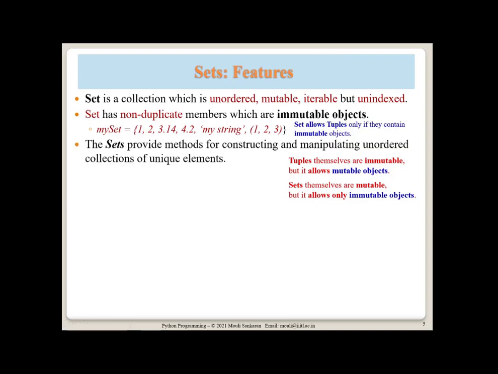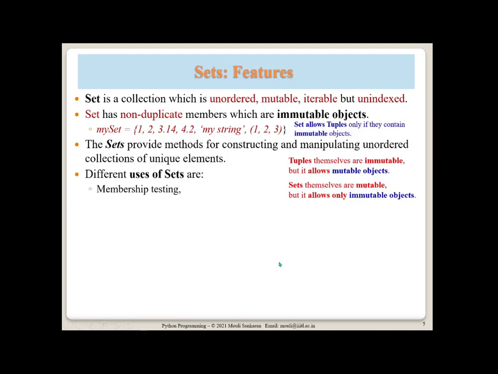So sets provide methods for constructing and manipulating unordered collections of unique elements. Now, I mentioned that you cannot have duplicate, non-duplicate members. So every element in the set is unique. I cannot have one more number 2, one more 3.14, because it may be converted into a floating point representation, but still these values, the string is the same, so it will not allow you to have the same content. It needs to be unique.